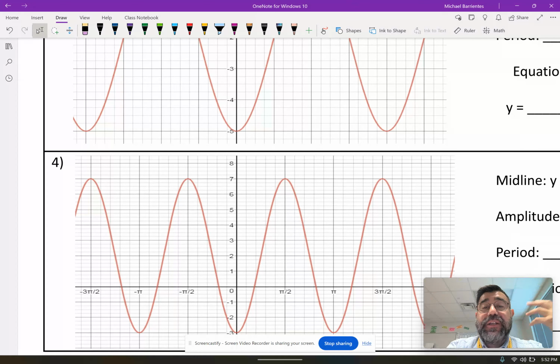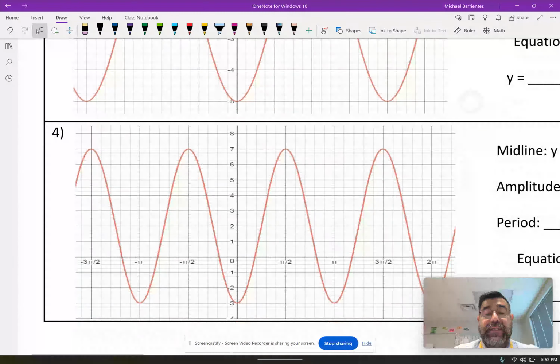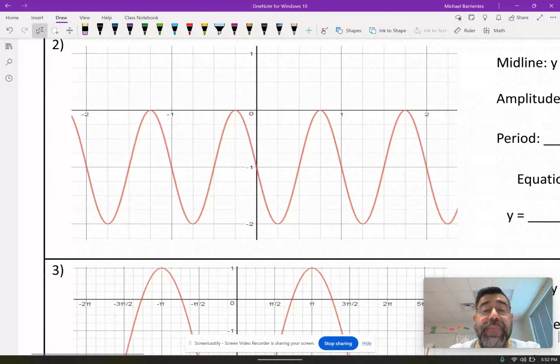In this video, we're going to do exactly what we did in the previous video, but we're going to move a little bit faster now that we know how to look for these things. So I'm going to look at, let's do number 2 here. We're going to look for the midline. The midline is the halfway point.